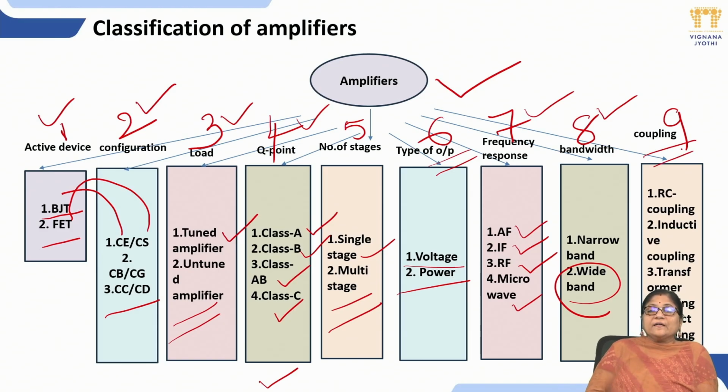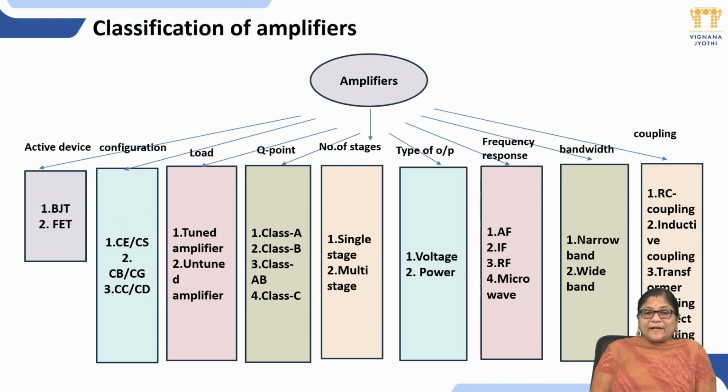Finally, the coupling. Coupling is applied only for multi-stage amplifiers. If you are using more than one stage, then how one stage is coupled to another stage is known as the coupling scheme. There are basically different coupling schemes: RC coupling, inductive coupling, transformer coupling, and without anything we call it direct coupling. So, based on different parameters in this classification of amplifiers, there are different amplifiers available.